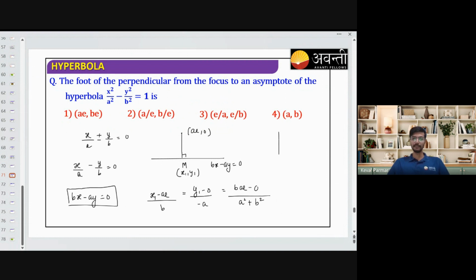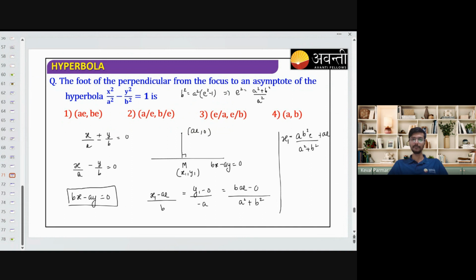Correct? So if I cross multiply, I'll get x1 equals to a b square e upon a square plus b square plus a. Now, we know that b square equals to a square into (e square minus 1). That means e square is equals to (a square plus b square) upon a square. Correct?